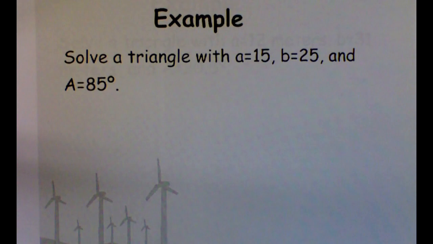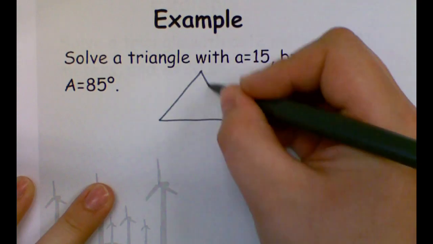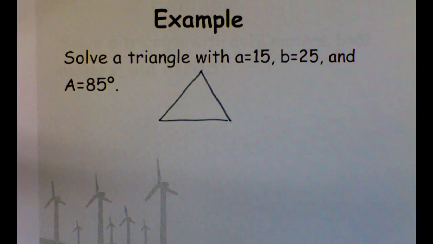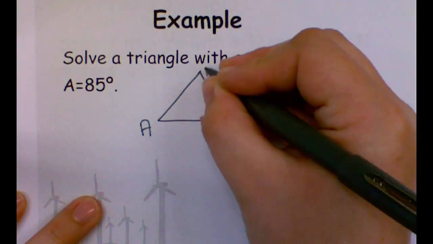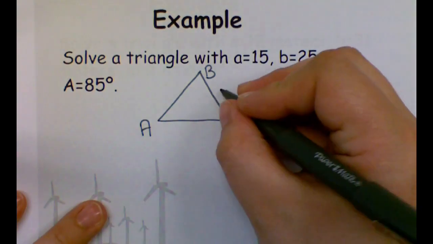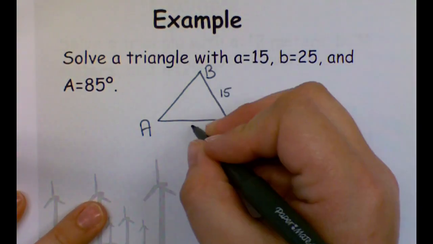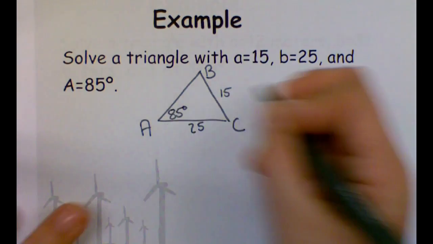All right, this one does not give us a triangle. And there's a good reason for that. So I'm going to draw myself a triangle. And this is the reason why I always say never trust a picture, especially if I drew it. All of my triangles always look the same for these. It's just what happens. So I draw a triangle, label my sides or my angles A, B, and C. Side A is 15, side B is 25, and angle A is 85 degrees.